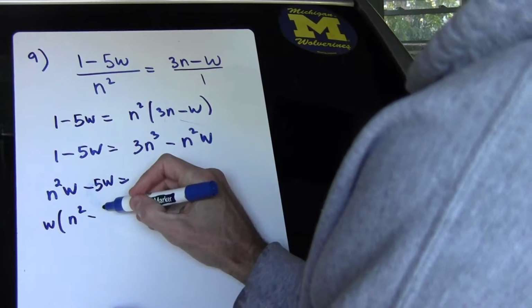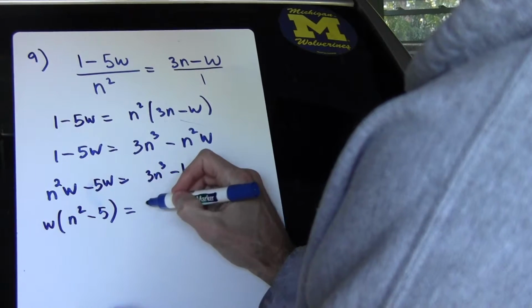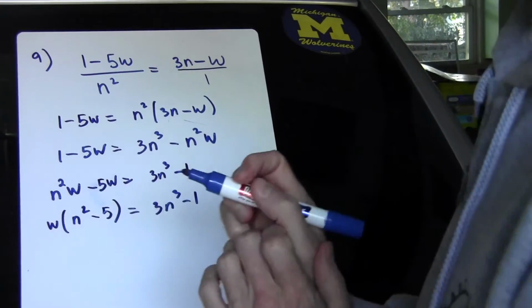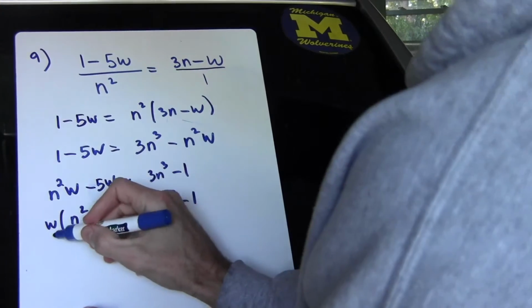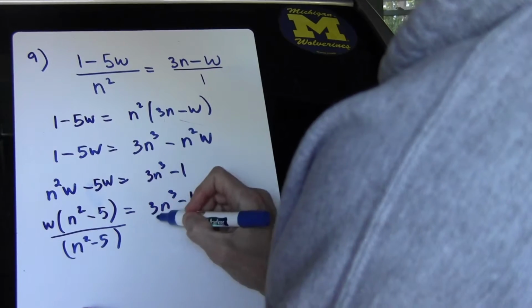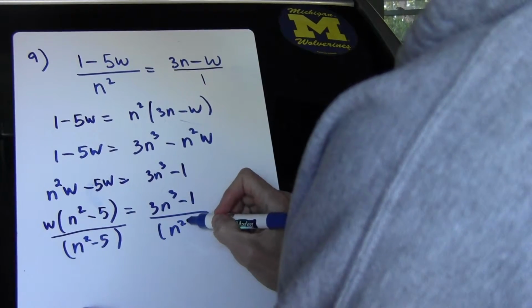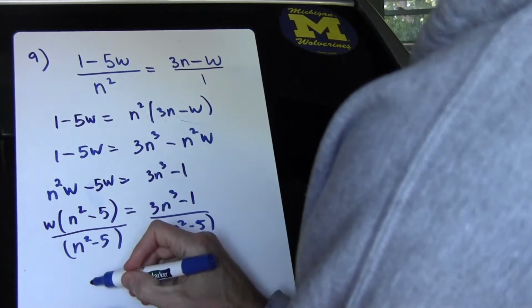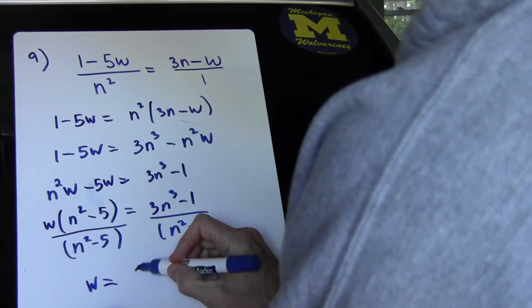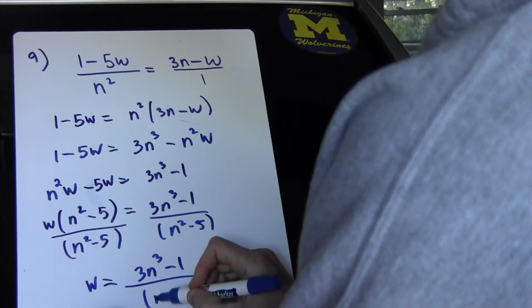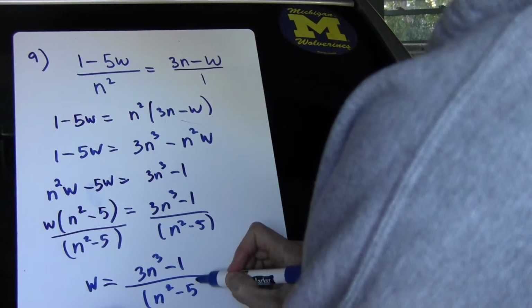So that's going to be w times the quantity n squared minus 5 equals 3n cubed minus 1. Now I have w by itself. I can simply divide both sides by the quantity n squared minus 5. So that's going to cross off. So now I have w is equal to 3n cubed minus 1 over the quantity n squared minus 5.